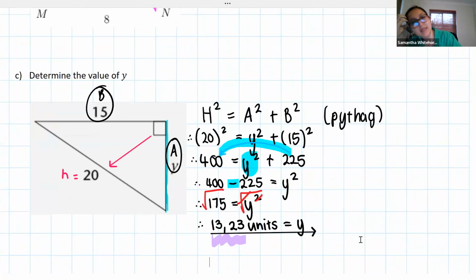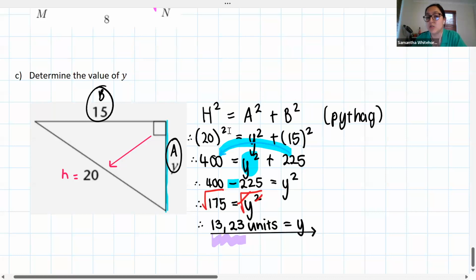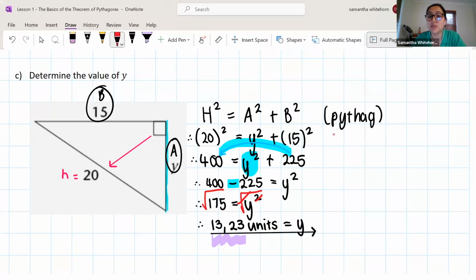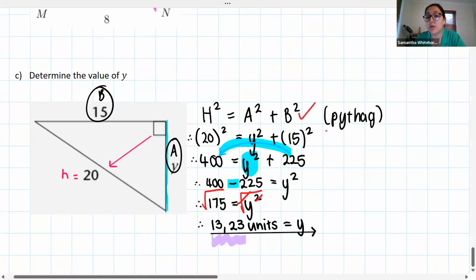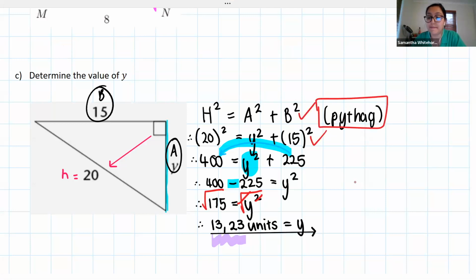Yeah, it does depend on your teacher, especially in grade 8 and grade 9. Honestly, though, the higher up you get, we don't care. I would be absolutely fine with you saying 20 squared equals y squared plus 15 squared. Just remember that your first step, whether it's the formula or the next step, has to have the reason. As long as you've got the reason there, you're okay.